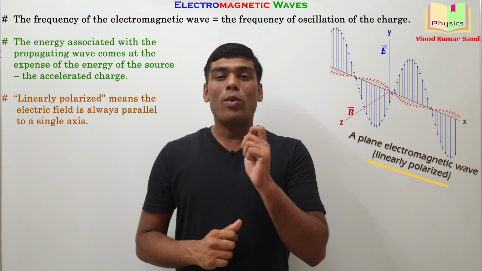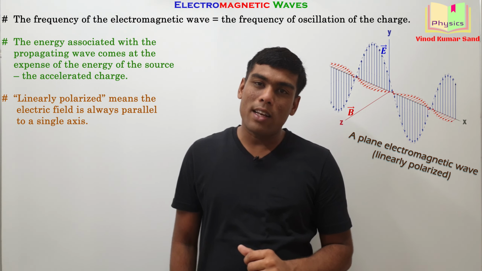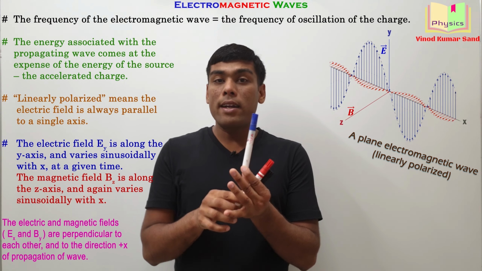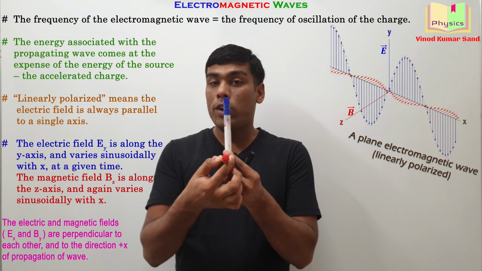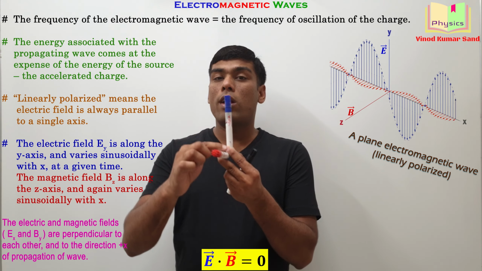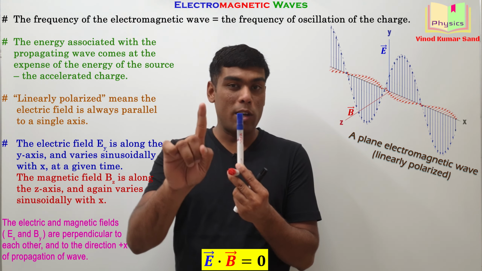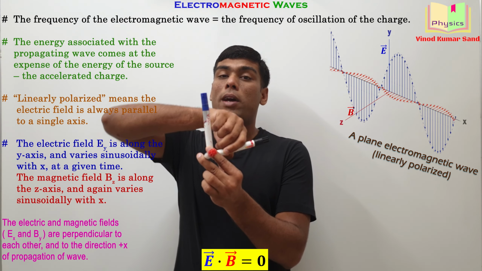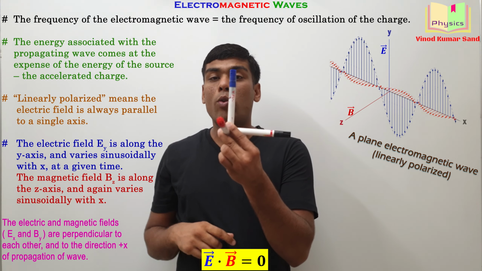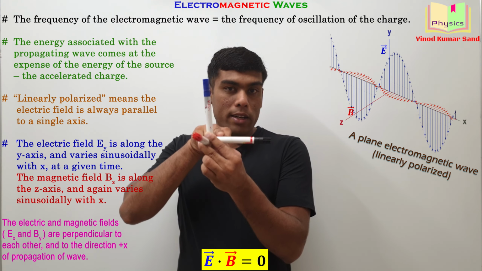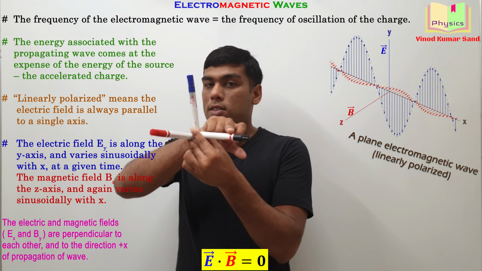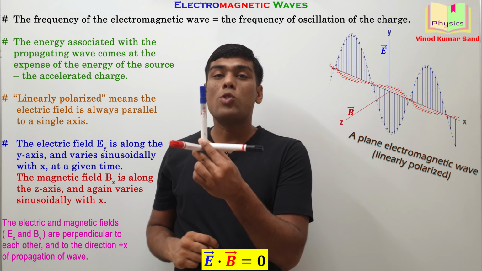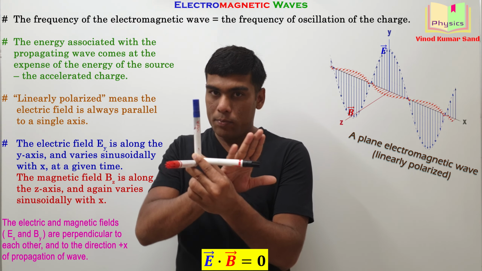Got it? Now, in this diagram, there is another important thing. The electric field, which is indicated with the blue color, the magnetic field, which is indicated with the red color, they are perpendicular to each other. E vector is perpendicular to B vector. And the direction of the propagation of the electromagnetic wave is perpendicular to both. Electromagnetic wave is propagating along the x direction, which is perpendicular to the y direction as well as perpendicular to the z direction. I am explaining the things again.